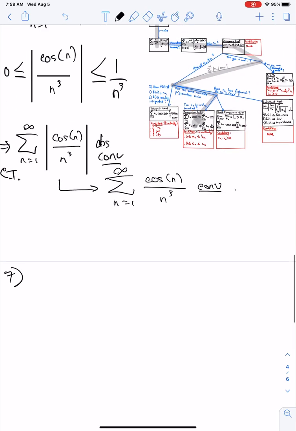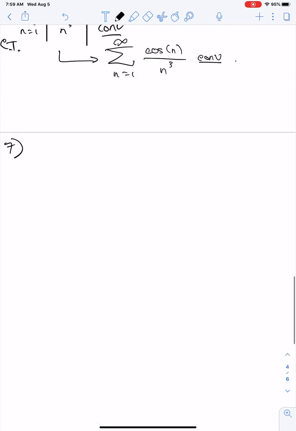Let's do 2 more problems. Let's do 7. Actually, 6. I haven't gotten to 6 yet. Say with something like sine of 1 over n. Standard question: convergent, divergent?